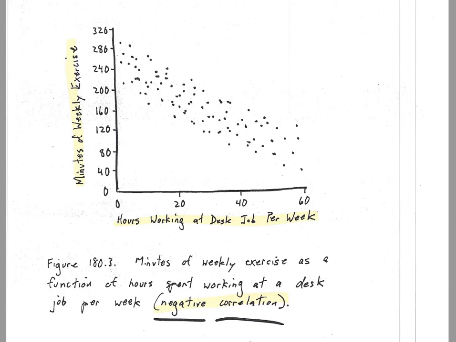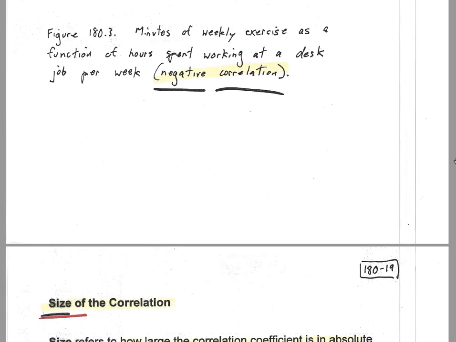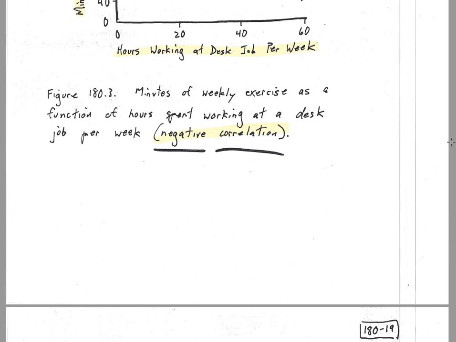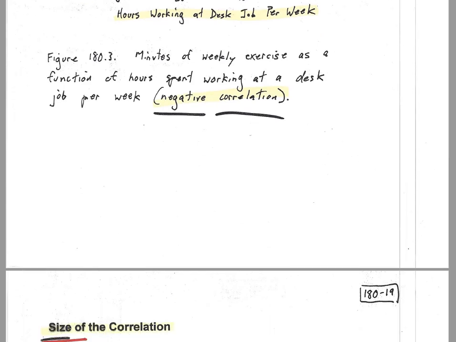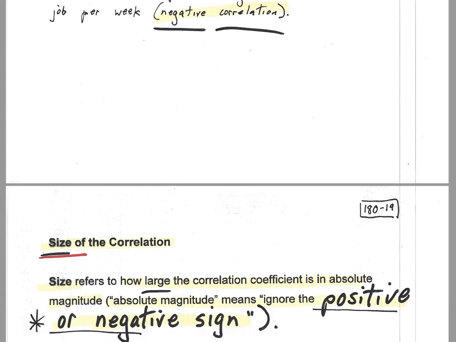Negative correlation can be just as strong as the positive correlation. All it means is the trend goes in a different direction. That's a negative correlation. Now, so far we've talked about the sign of the correlation. Sign of the correlation simply tells us what's the direction of the trend. Maybe more important is this concept.